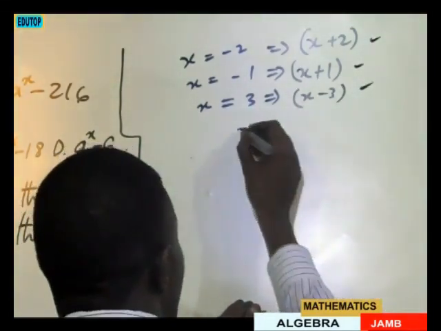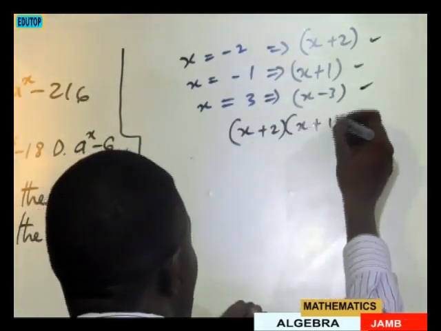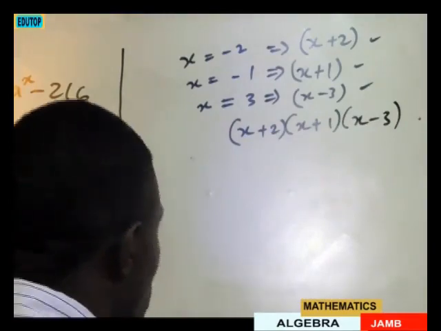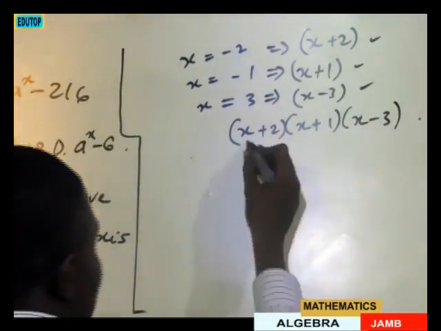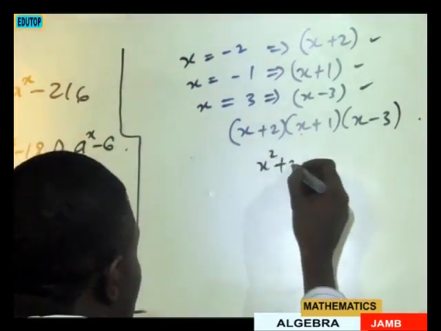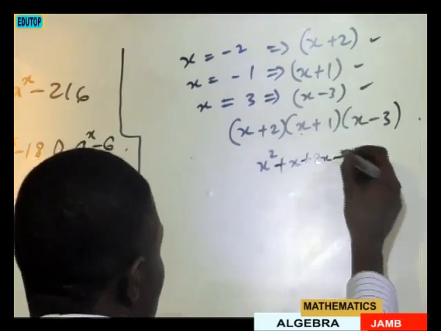What do we do next? We bring them side by side, or we place them side by side and open them up in form of expansion to get our original polynomial. So what am I saying? This times this, x squared. This times this, plus x. This times this, plus 2x. This times this, plus 2.